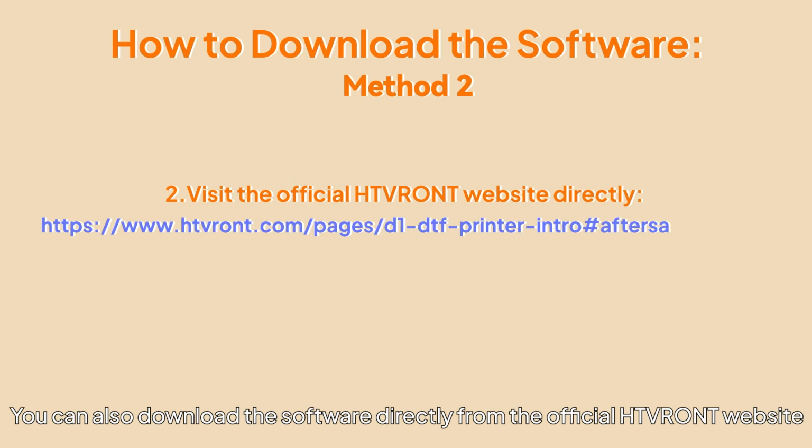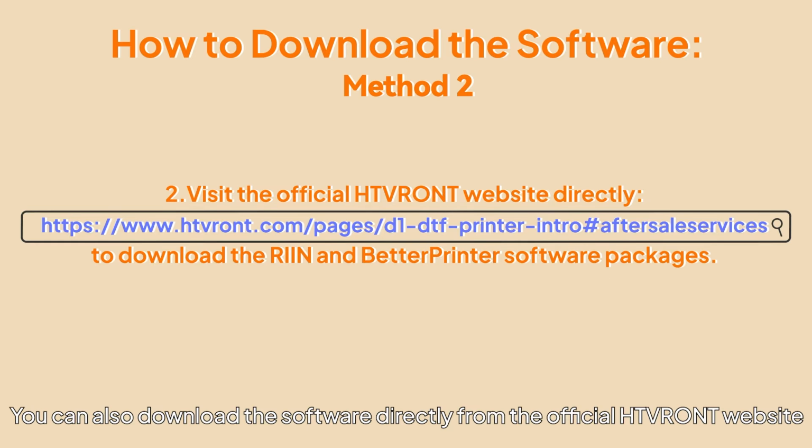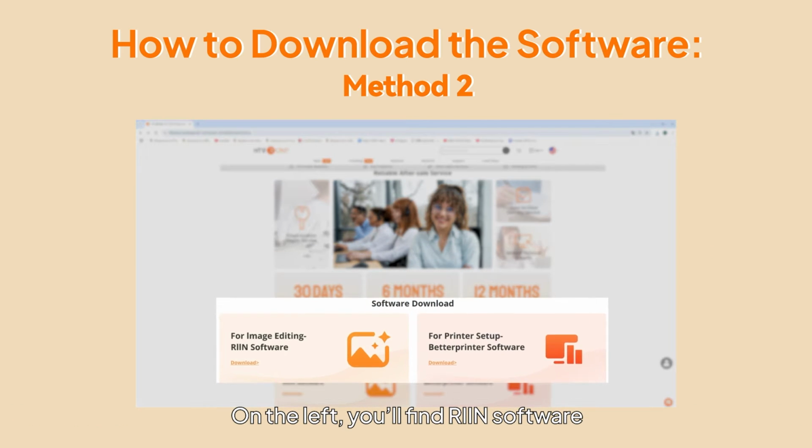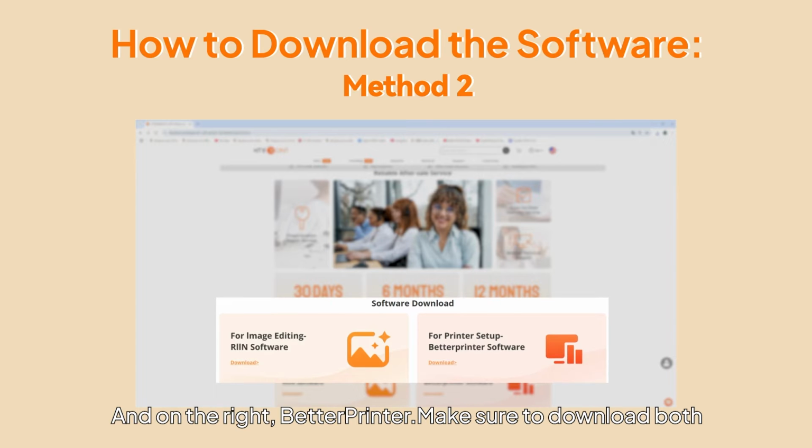You can also download the software directly from the official HTVRONT website. On the left, you'll find RIIN software, and on the right, Better Printer. Make sure to download both.